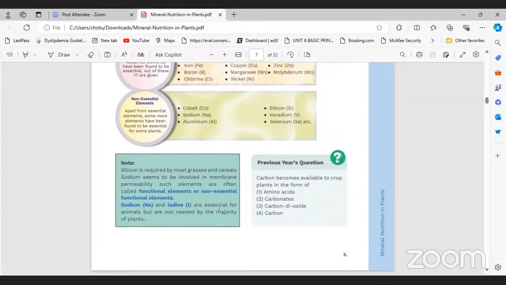Silicon is required by most grasses and cereals. Sodium seems to be involved in membrane permeability. Such elements are often called functional elements or non-essential functional elements. Sodium and iodine are essential for animals but are not needed by the majority of plants.